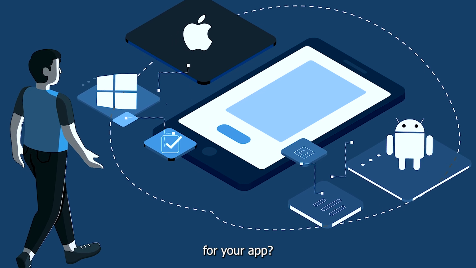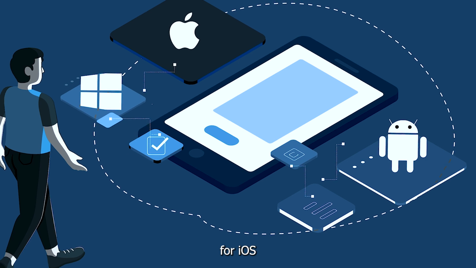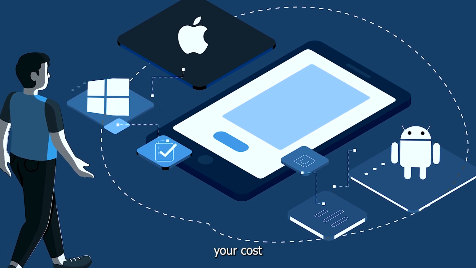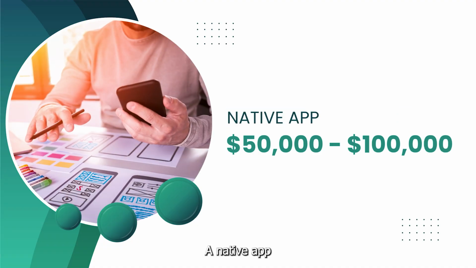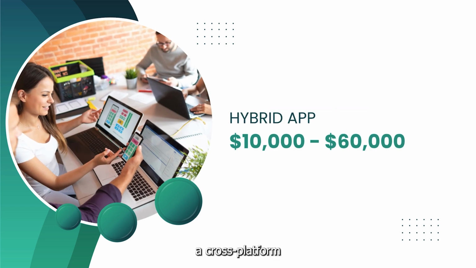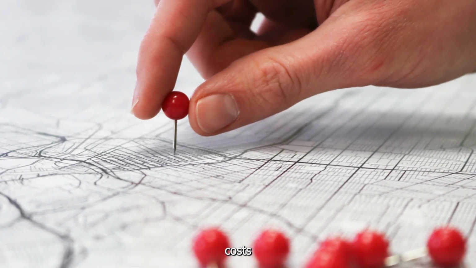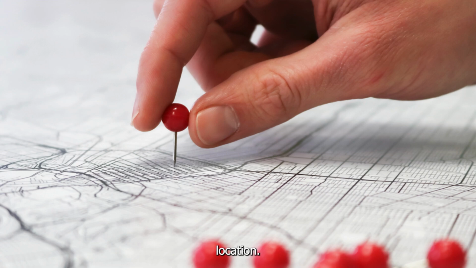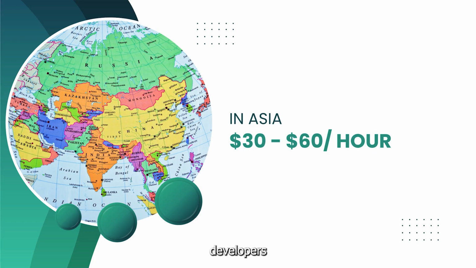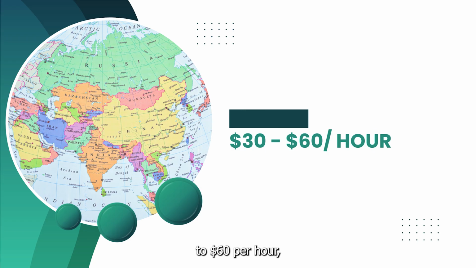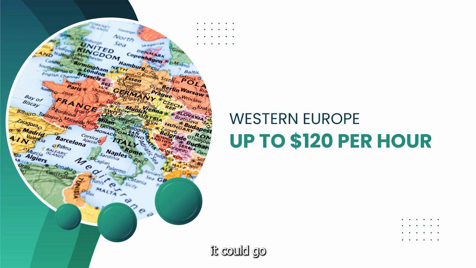Platforms and regional costs. Which platform will you choose for your app? Whether you're developing for iOS, Android, or both, your costs will vary. A native app can cost between $50,000 to $100,000, while a cross-platform or hybrid app may cost between $10,000 to $60,000. And keep in mind, development costs also change based on your geographic location. In Asia, you might pay developers around $30 to $60 per hour, while in Western Europe, it could go up to $120 per hour.